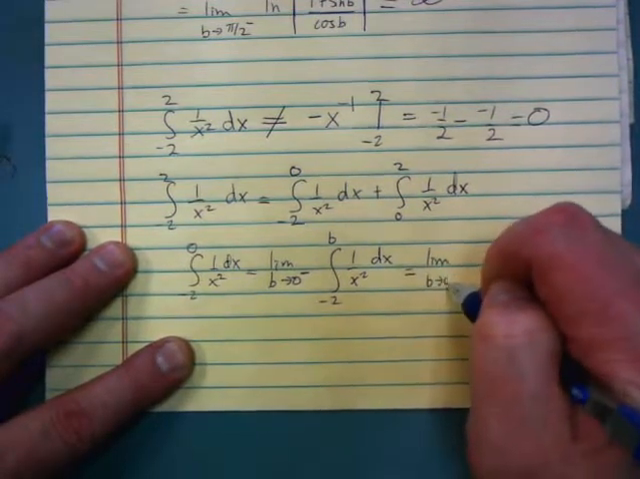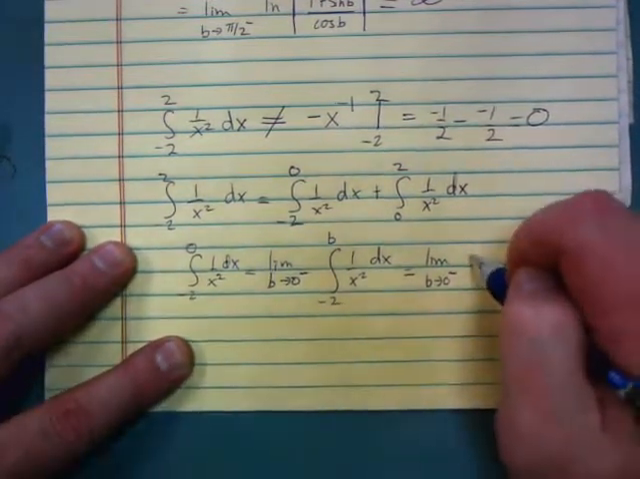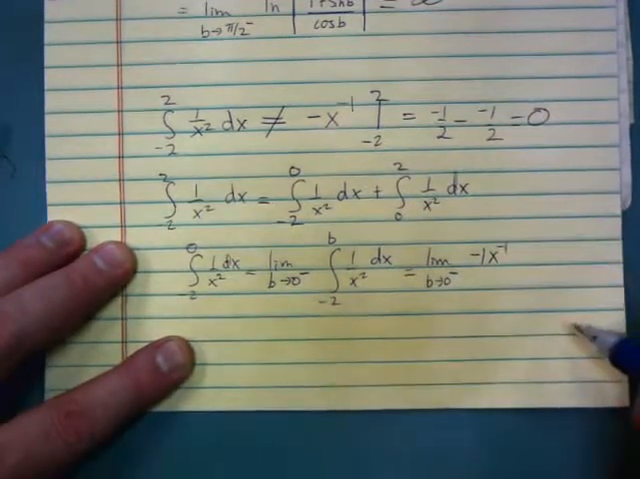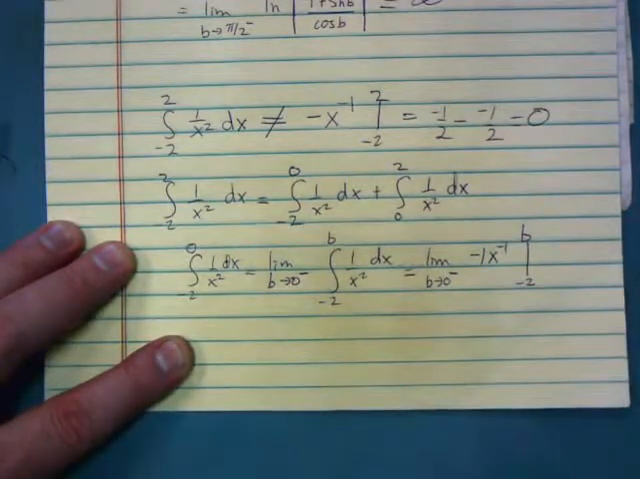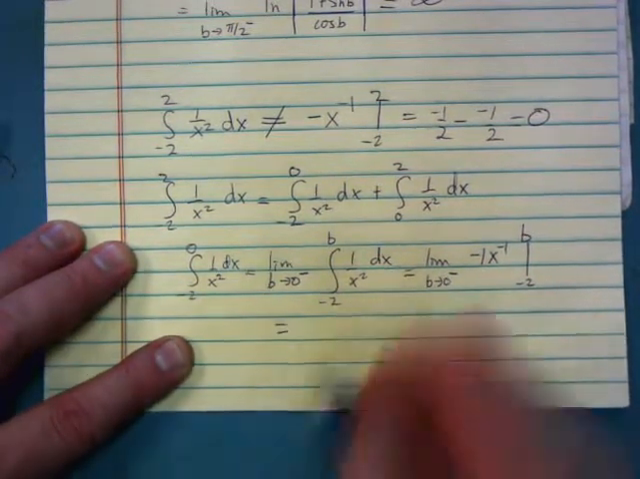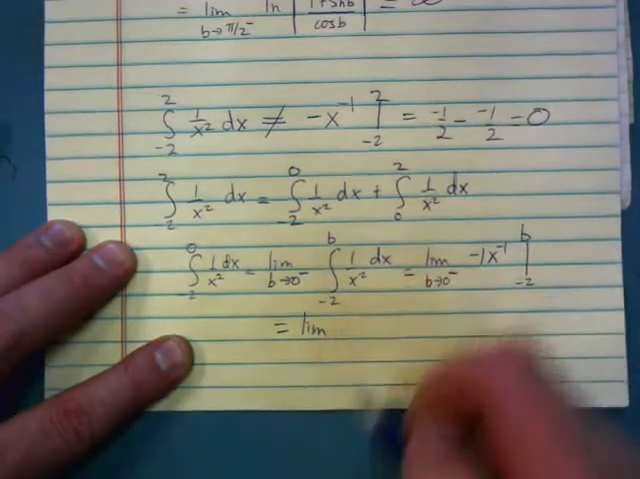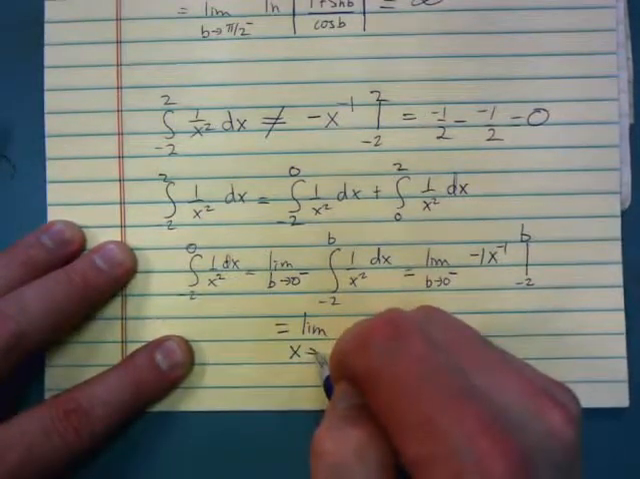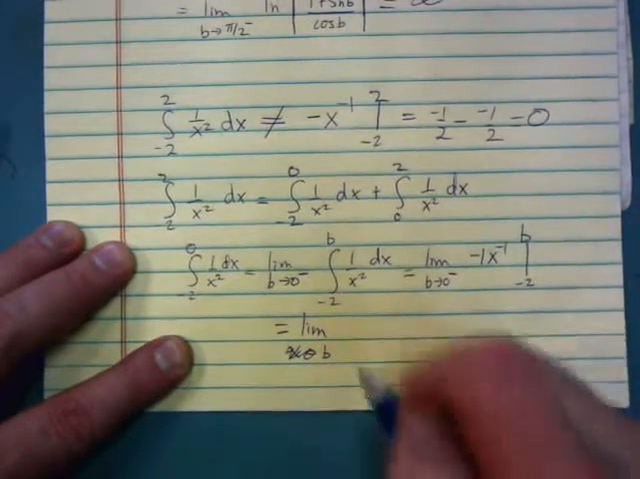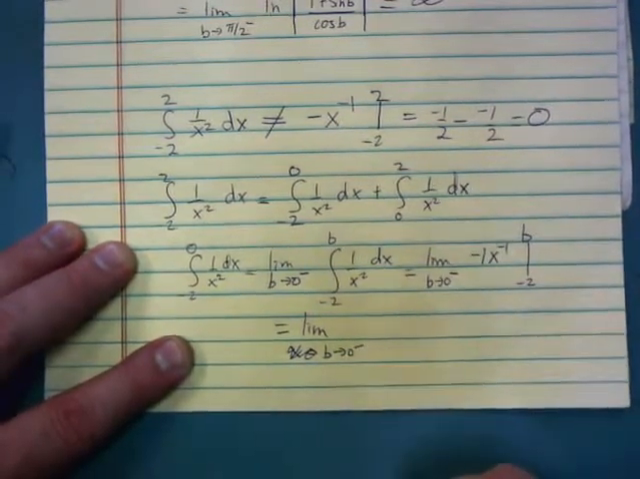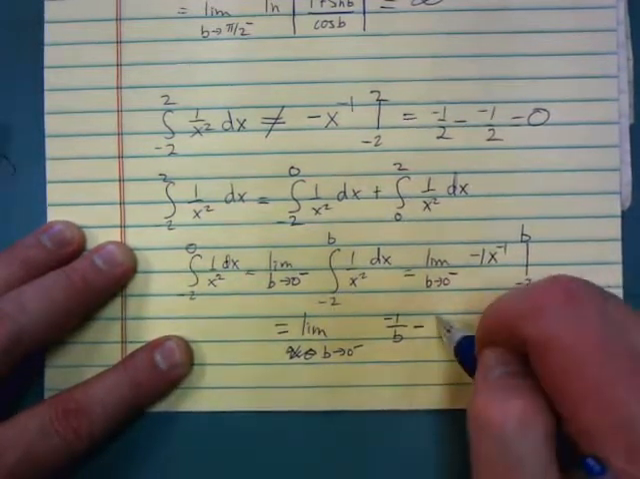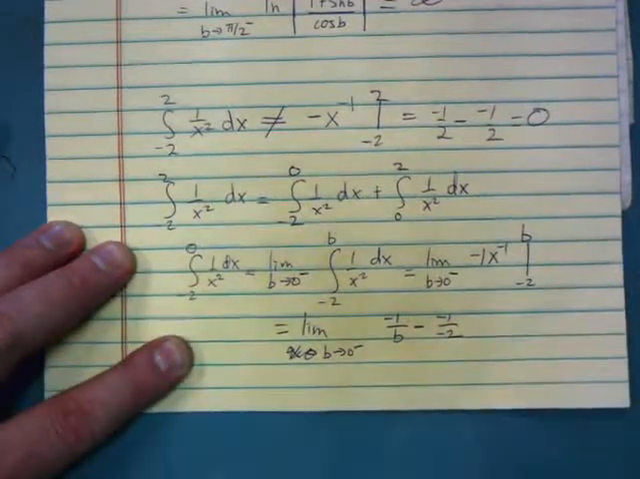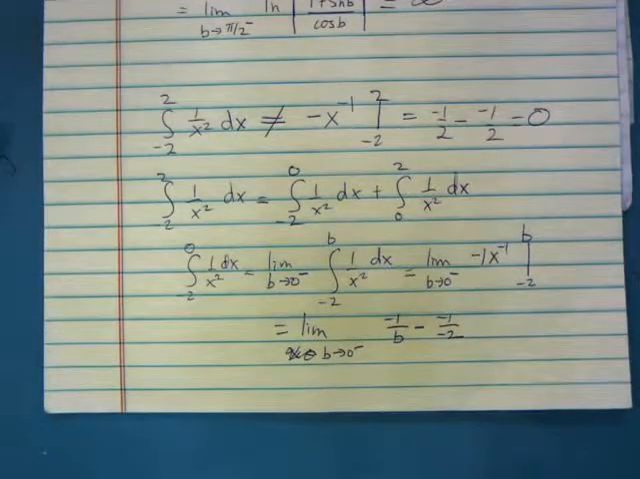Negative 1, x to the negative 1, evaluated at negative 2 and b. Which is the limit as b goes to 0 from the left of negative 1 over b minus negative 1 over negative 2. And what happens when b gets close to 0? It goes to.